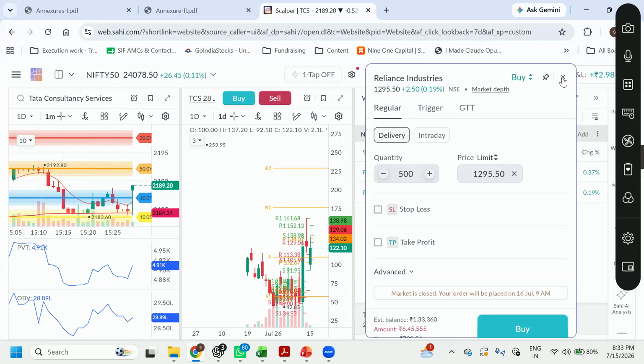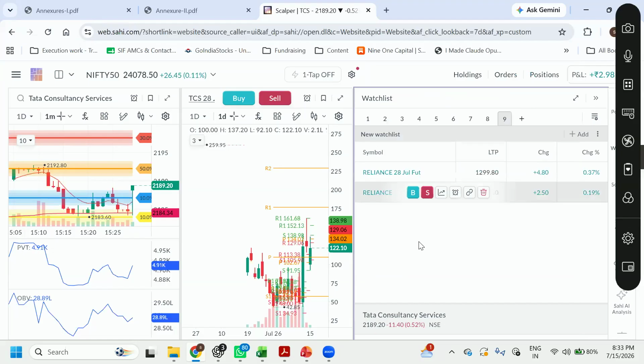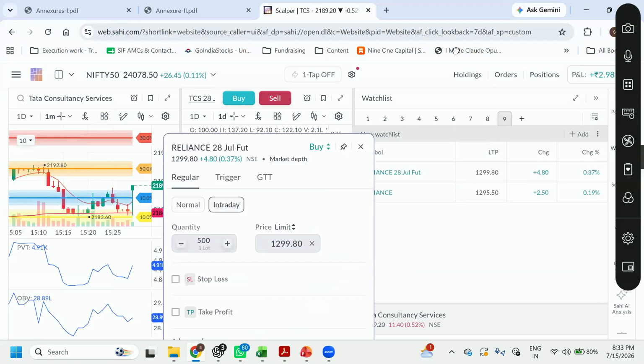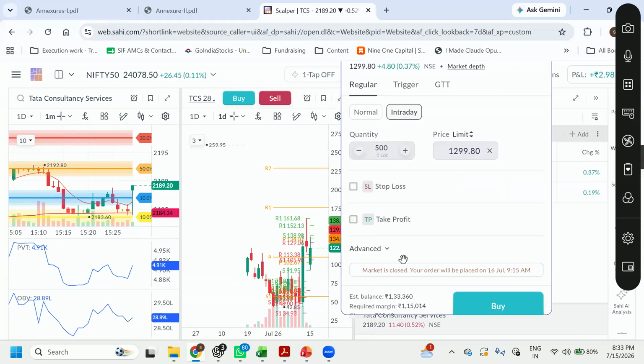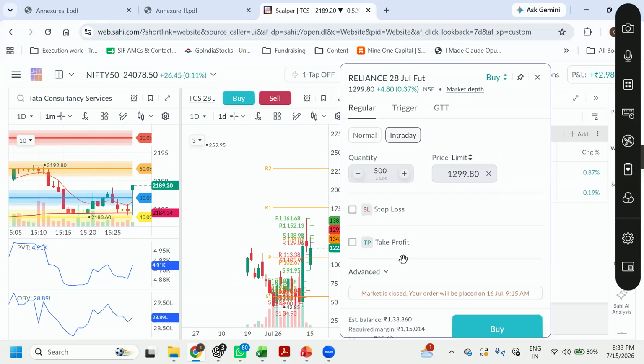So I don't want to lose the opportunity of not participating in the Reliance, right? So what will I do in that instance? Instead of paying 6,55,000, I will actually go and buy the same 500 quantity of the Reliance futures option here. In the case of the futures, how much do I have to pay? I need not pay 6,55,000 for the same quantity of 500, which is my one lot. I'm only paying 1,15,000 a month. Got it, guys? Everyone clear on this?